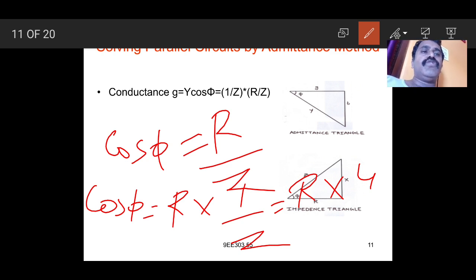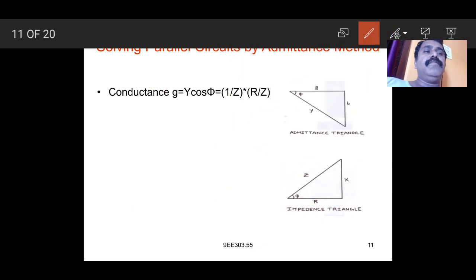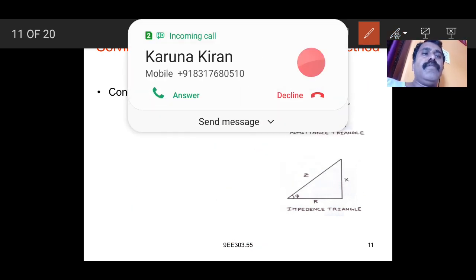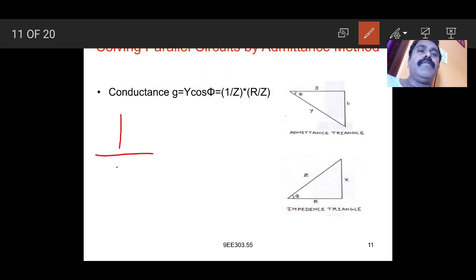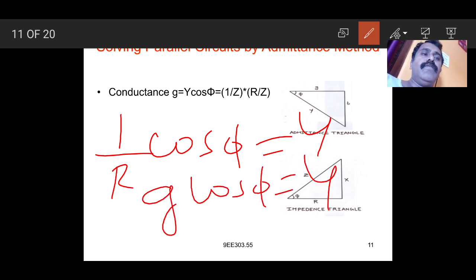Cos phi by R is equal to admittance. So 1 by R cos phi is equal to Y. So G cos phi is equal to Y. We can write here.